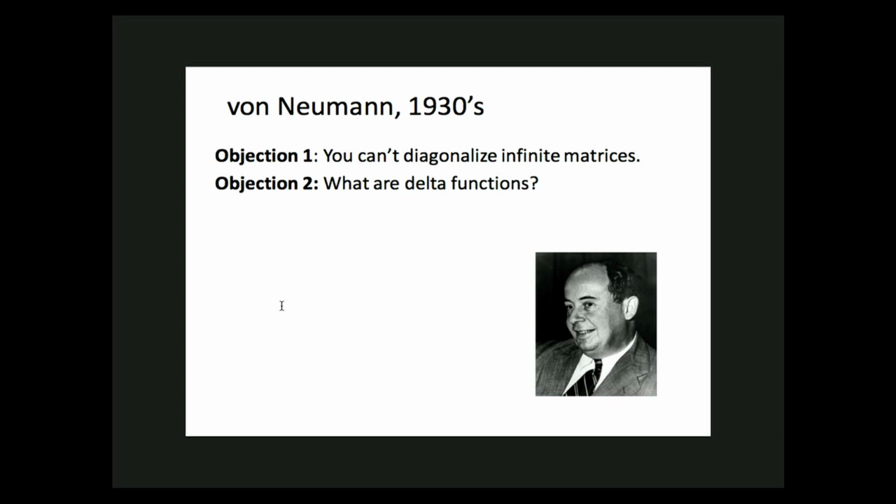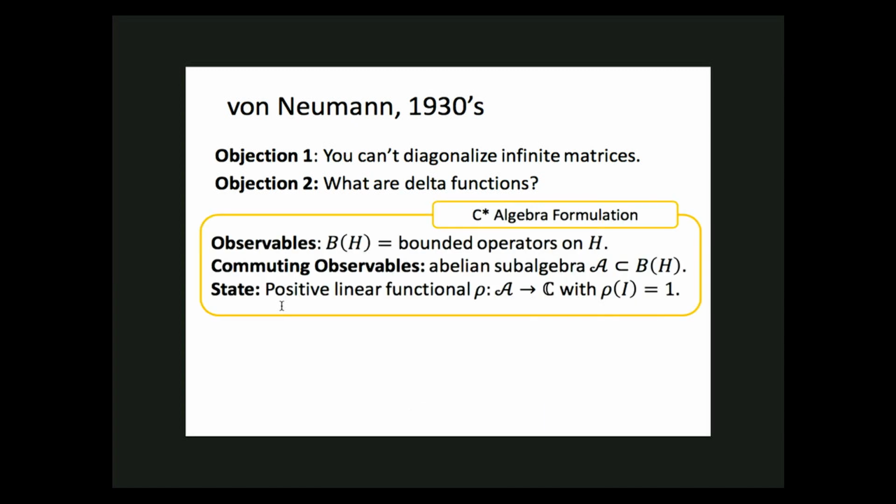Motivated by these problems, von Neumann introduced a different mathematical framework of operator algebras for quantum mechanics. The basic objects here are as follows. The observables are still self-adjoint bounded operators, and they generate the algebra of all bounded operators on the Hilbert space H, which I'm going to call B of H. So the observables are not all that different. The notion of commuting observables is the same. The operators have to commute, and this generates an abelian subalgebra A of B of H.